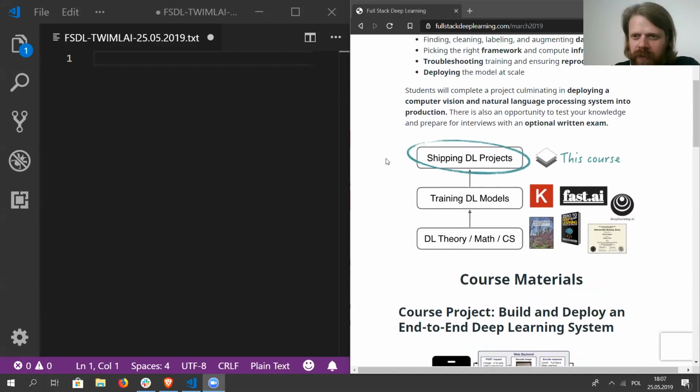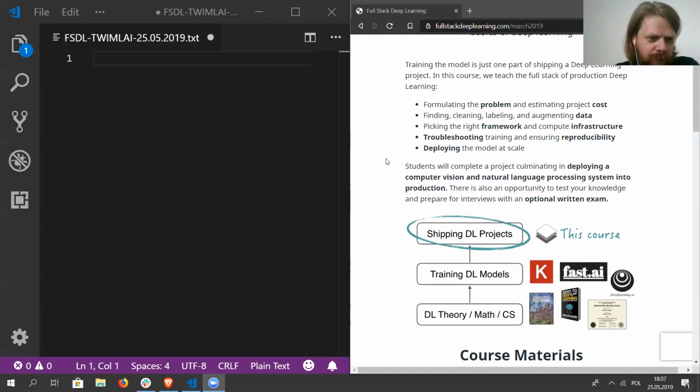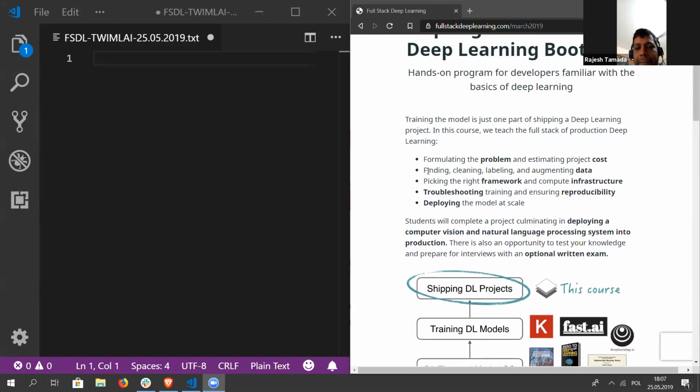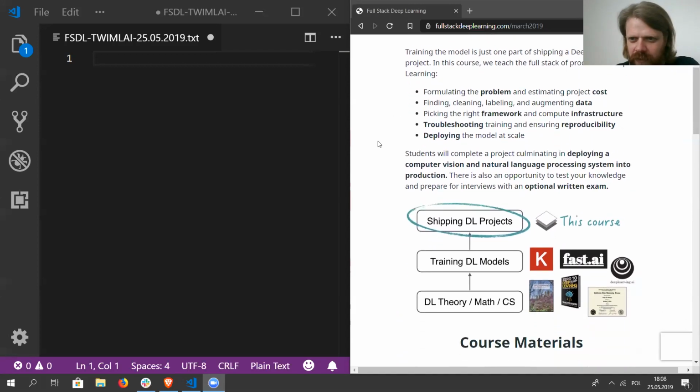Can you see my screen? Yes, we can see your screen. Can you see on the right hand side the page with the bootcamp? Can you see the full page? Yes. Okay, great.